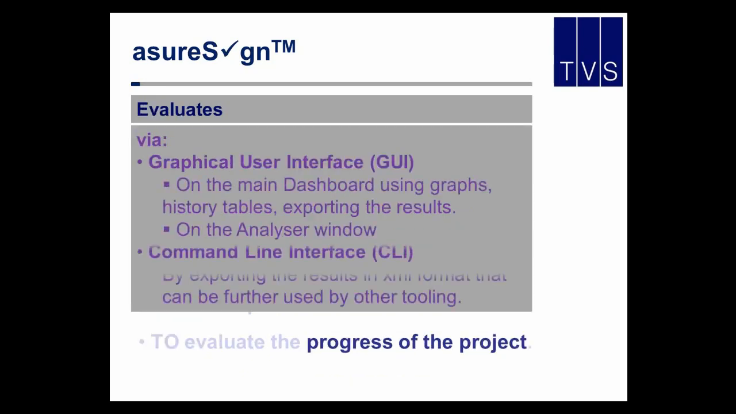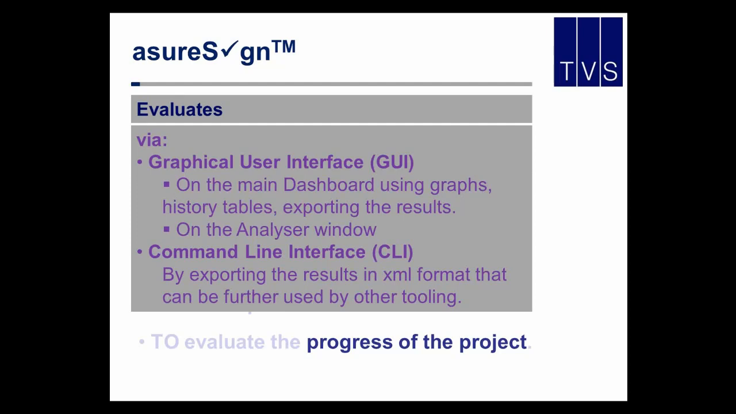So we can evaluate how the project is progressing. We have a main dashboard which has graphs and history tables. We're also able to export the results for any audit proofing documentation. We also have an analyzer window which allows you a more in-depth view of how we're getting on in the project. It also allows you to export the results in XML format.